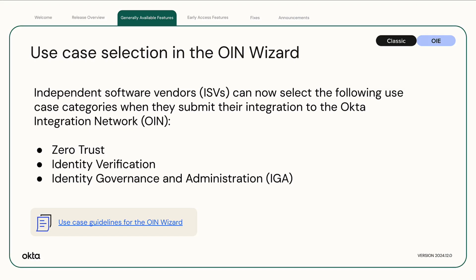Use case selection in the Okta Integration Network Wizard. Independent software vendors can now select the following use case categories when they submit their integration to the Okta Integration Network: Zero Trust, Identity Verification, and Identity Governance and Administration.